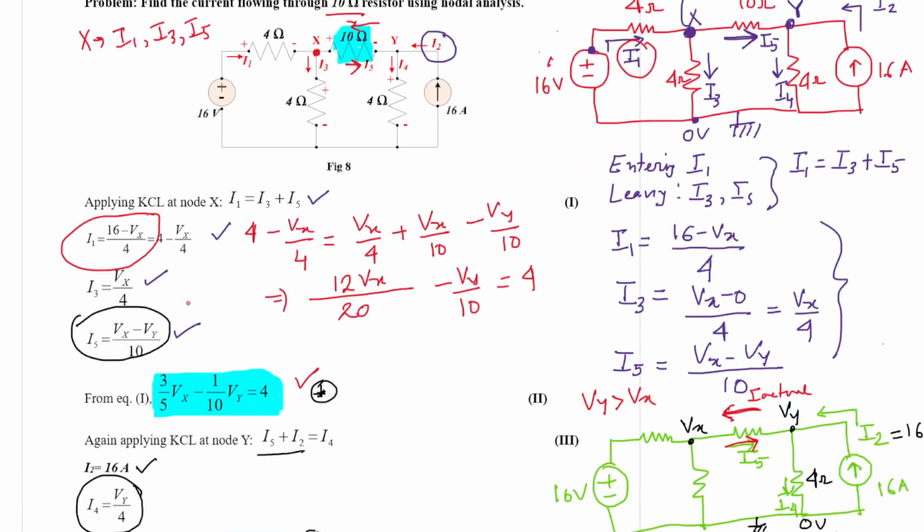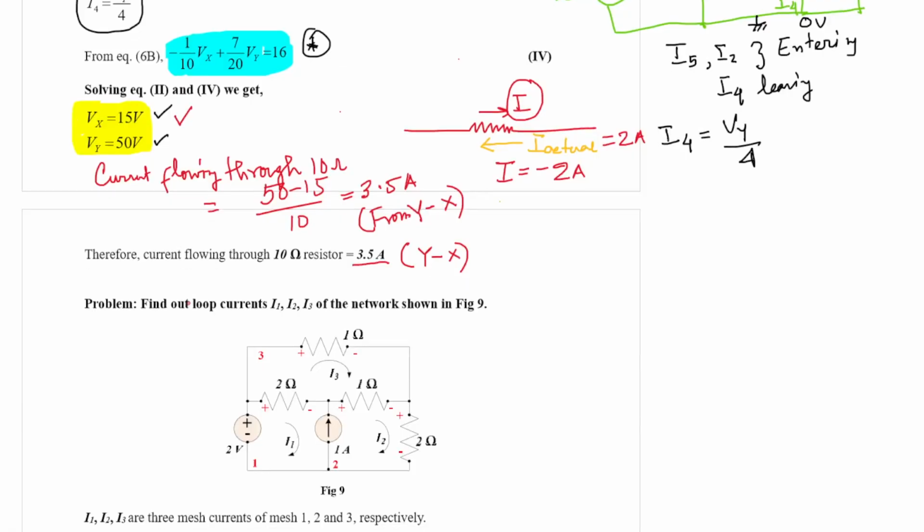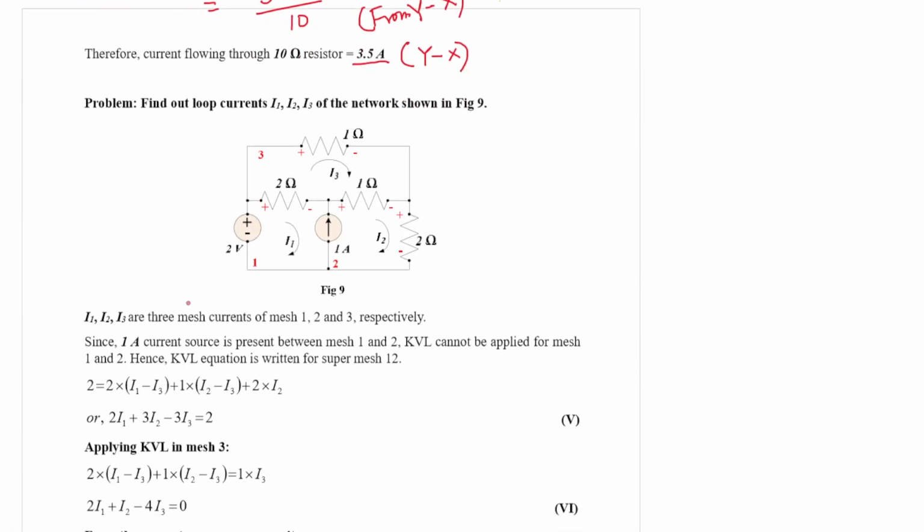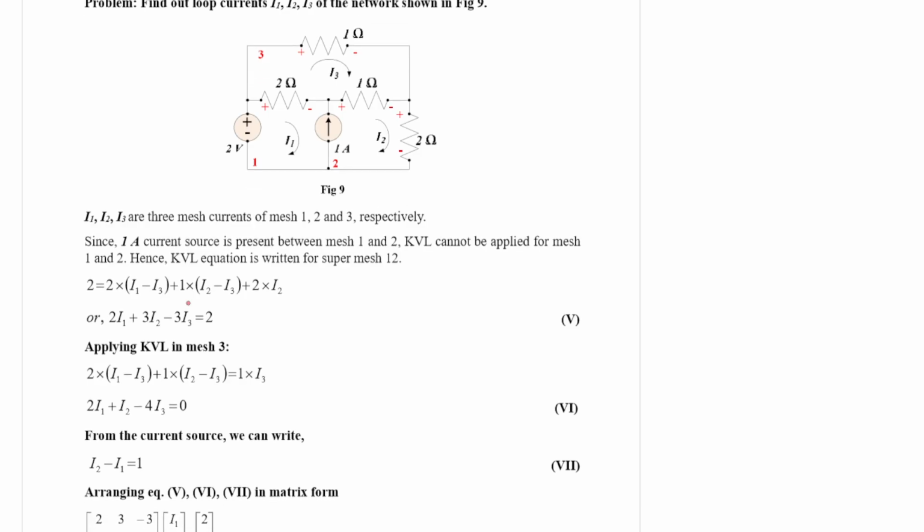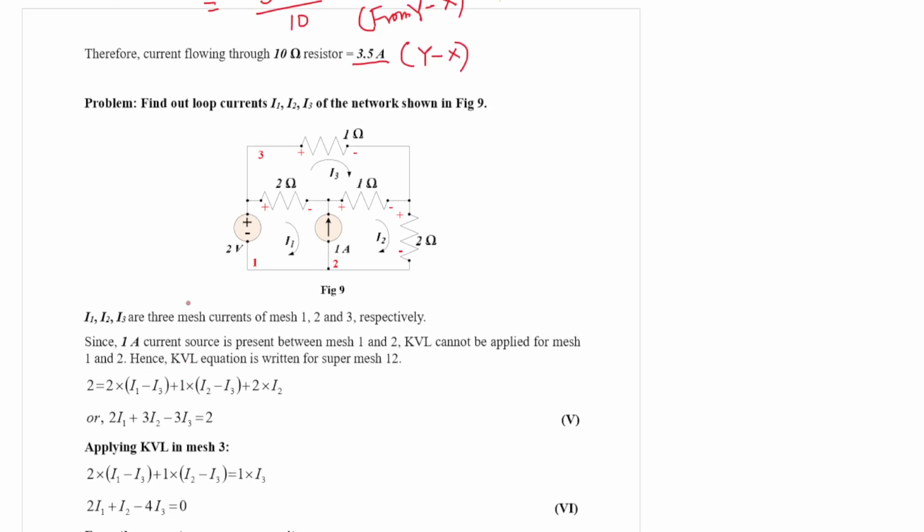With this we can proceed to our next problem, which is on KVL. Consider figure 9. You need to evaluate I1, I2, I3.